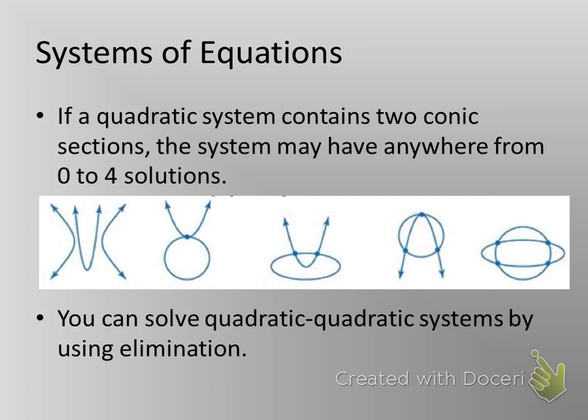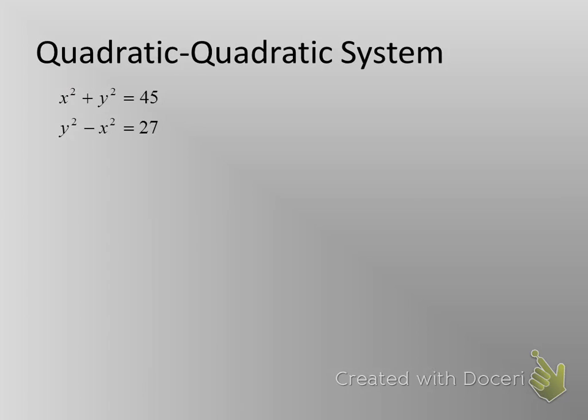So we're going to start off with a baby one. Look at it. Oh, it's so cute. x squared plus y squared equals 45. And then y squared minus x squared equals 27.